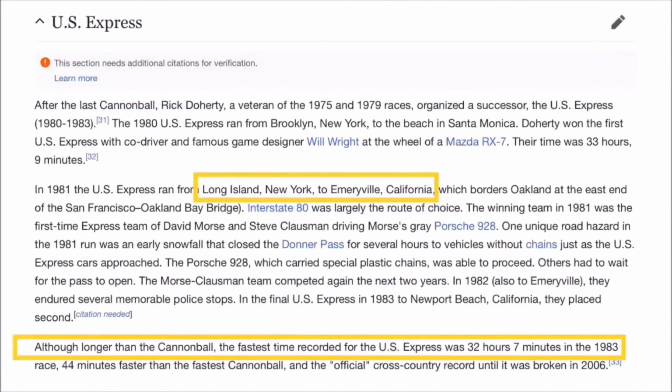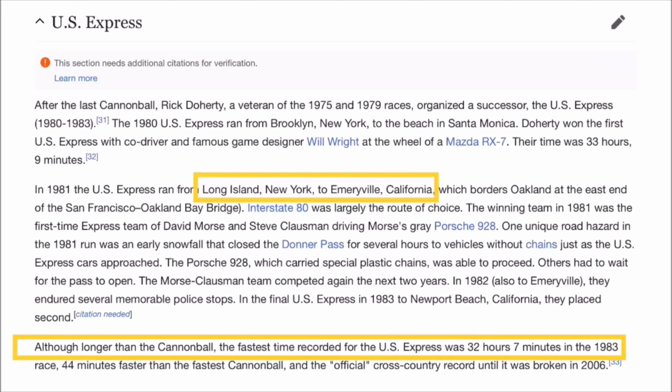At right on the same number, which is a tremendously much larger distance than what we were talking about before. Now, there's this other race, the U.S. Express, which is from Long Island, New York to Emeryville, California. And again, they averaged around, I think, 140 kilometers per hour, and they did it in 32 hours and 7 minutes. So it's not even an hour longer than the Australia race.